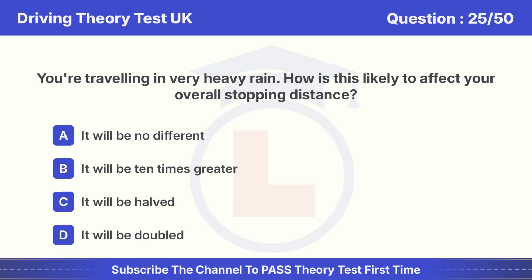Question 25. You're traveling in very heavy rain. How is this likely to affect your overall stopping distance?